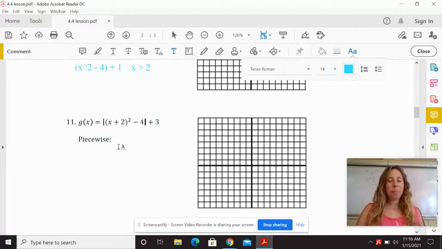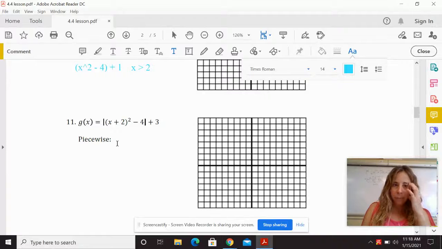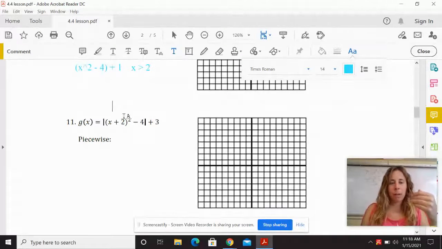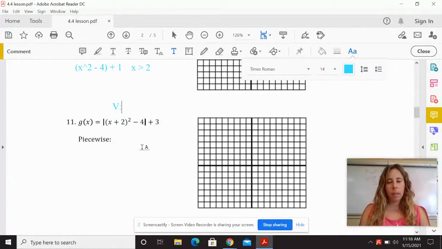My bad. So you have to write the piecewise, and you have to graph it. So once again, don't panic. You know how to graph this. Okay, start out, what's the vertex? You can either graph it as a quadratic first and then flip the middle part, or you can just graph it immediately as an absolute value. So the vertex here is the opposite of what's inside, so -2, and then it's down 4.